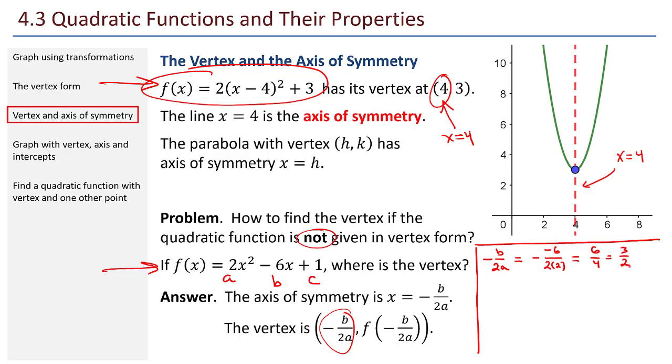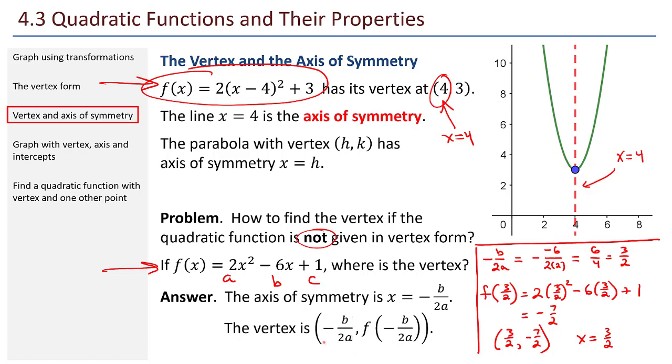Then that's my x value for the vertex. How do I figure out the y value for the vertex? I just plug in 3 halves into the function. And so I get, and I'll spare you the details, that turns out to be negative 7 halves. So the vertex of this particular parabola is (3 halves, negative 7 halves). And the axis of symmetry is x equals 3 halves.